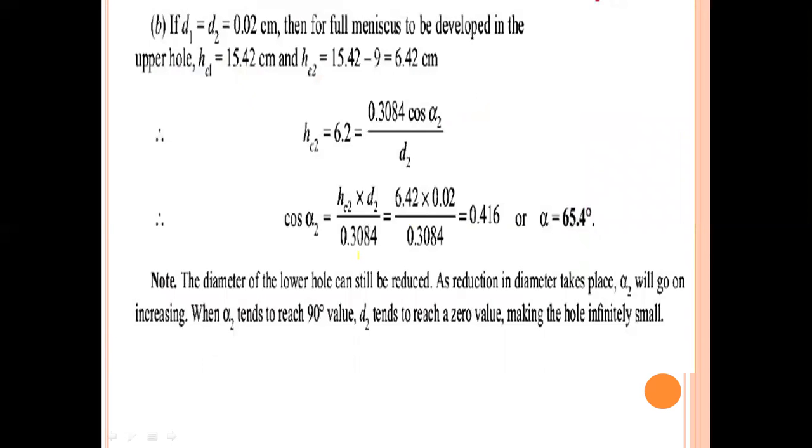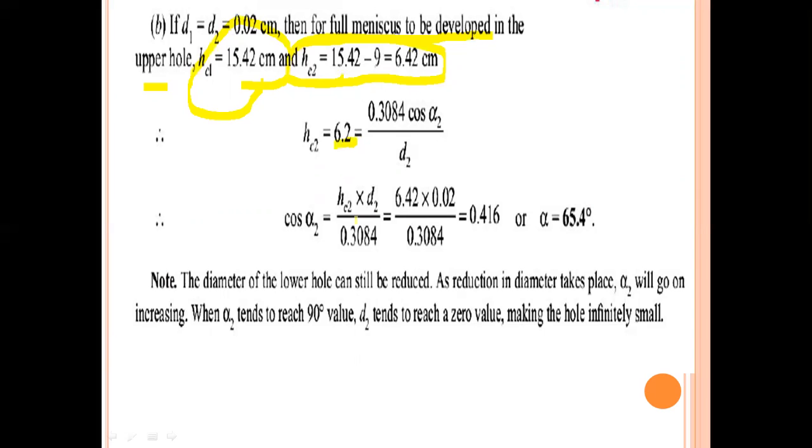And next, d1 equal d2 equal 0.02 centimeters, for full meniscus developed in the upper hole. Hc1 we calculated as 15.42 and Hc2 equal 6.42 centimeters. Then Hc2 equal 6.42, then 0.3084 into cos alpha by d2. Cos alpha 2 equal to Hc2 into d2 divided by 0.3084. Hc2 value is 6.42 into 0.02 divided by 0.3084.